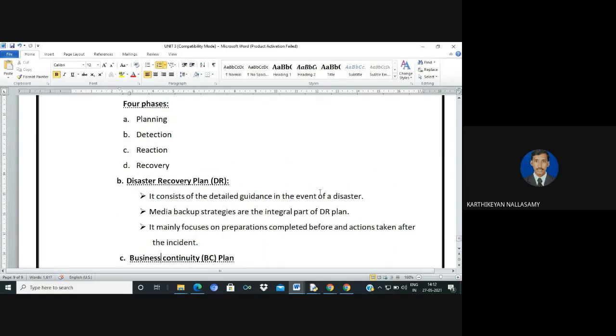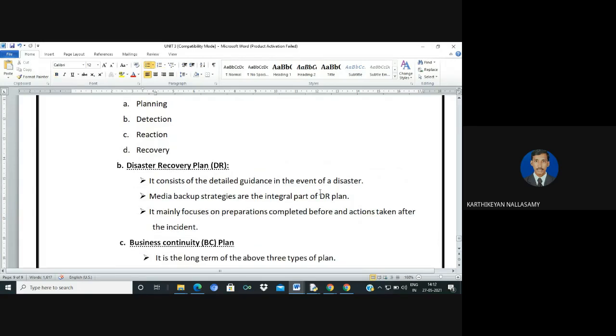Second one is a disaster recovery plan. It provides detailed guidance for every information security incident, I mean for every attack. Also, we are providing some backup strategies.